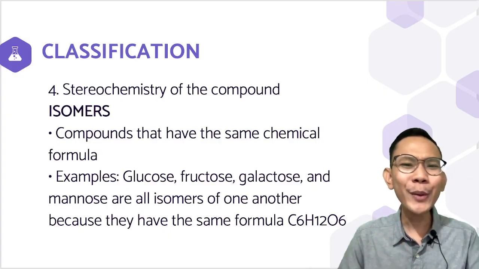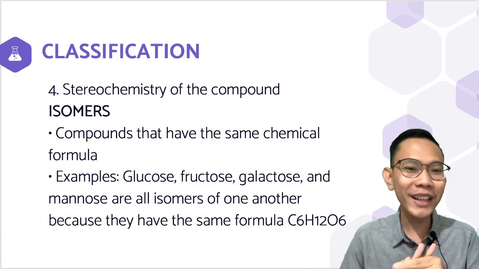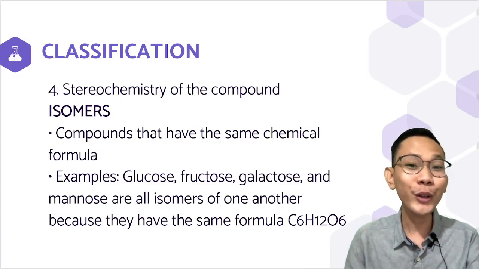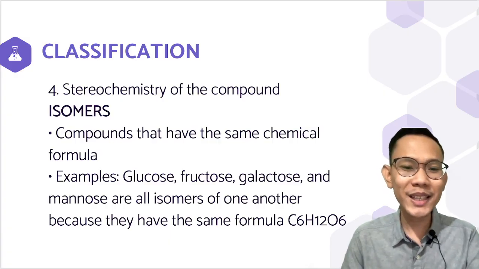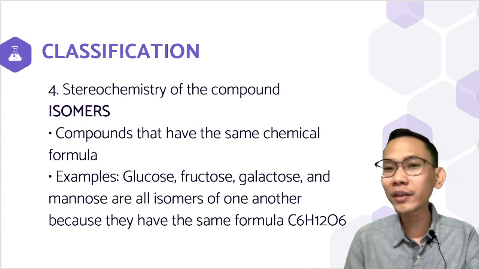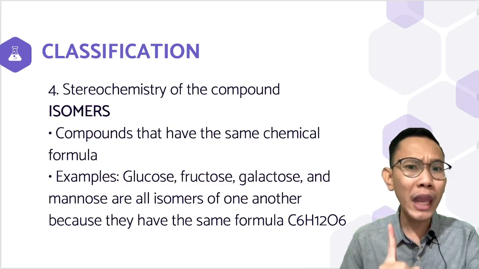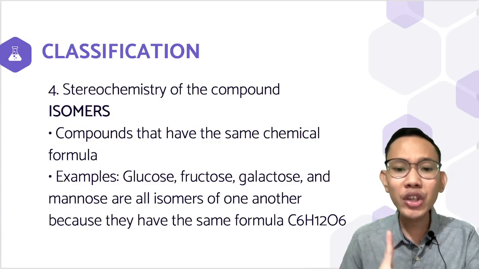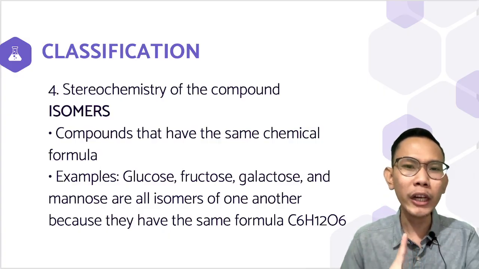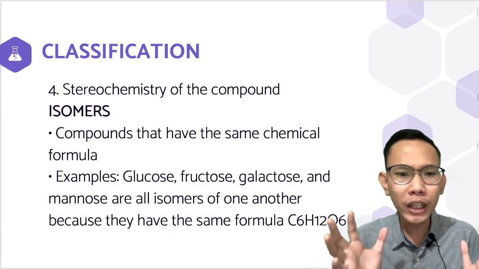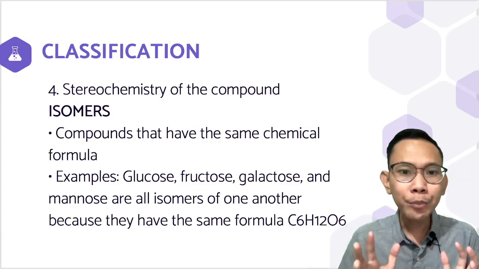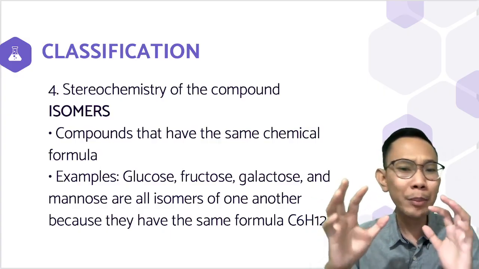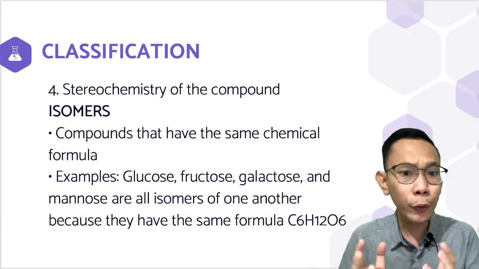We're already done with the 3 most important classifications. Now let's proceed with the last classification of your carbohydrates. This is now the stereochemistry of the compound. When we say stereochemistry of the compound, it's actually a study of the spatial arrangement of atoms. So we are talking about the 3D or the 4D configuration of your carbohydrate. So how the molecules are being arranged in a 3D or 4D configuration.